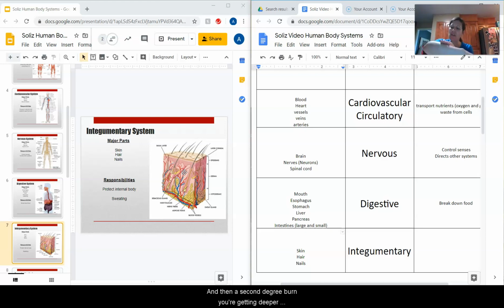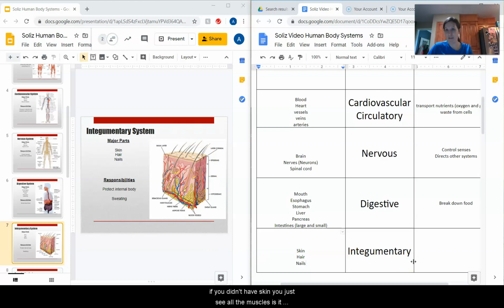And then a second degree burn, you're getting deeper into the tissues. So now you're burning not only the epidermis, which is the top layer, but you're burning lower layers, okay? Third degree burn, and the biggest one's a fourth degree burn, and those are super serious because you literally have no skin left.